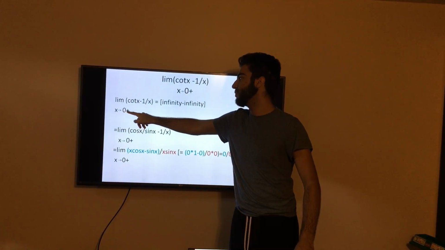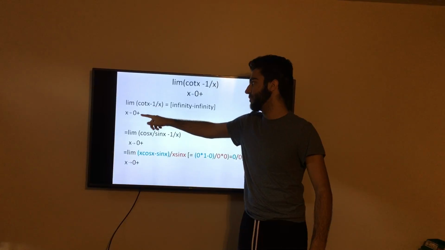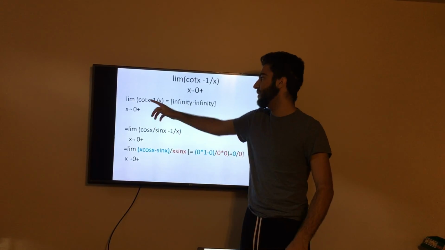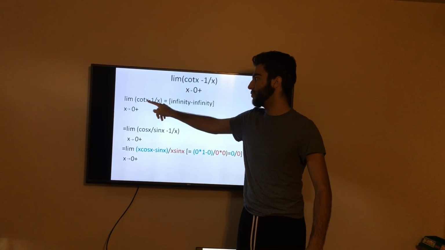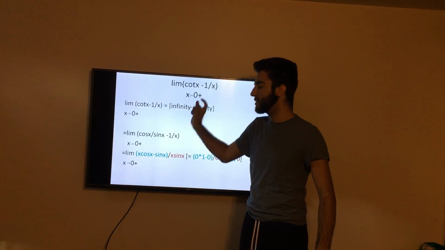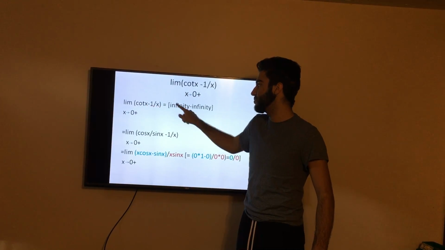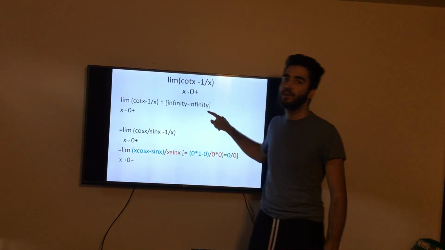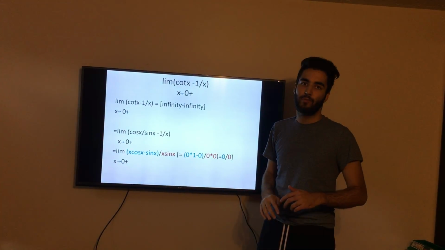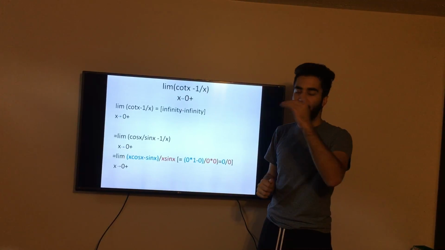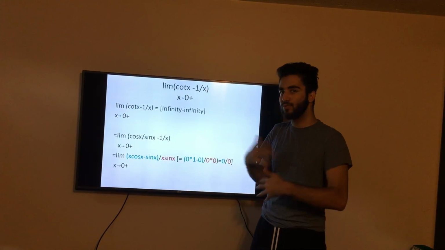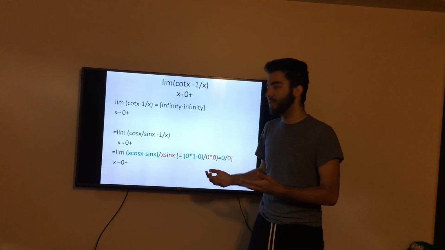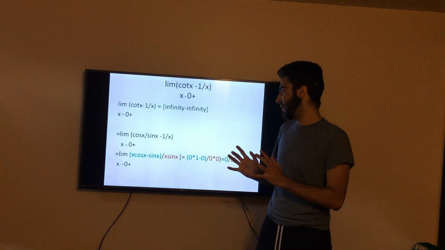So we sub in x as 0 from the positive side, and when we do that, sine x goes to a really small 0 value, and cotan x goes to infinity, while 1 divided by x also goes to infinity. So this is not an indeterminate form. The only indeterminate forms that we learn of are 0 over 0 and infinity over infinity. So what we have to do is rearrange the formula to get a 0 over 0 indeterminate form.